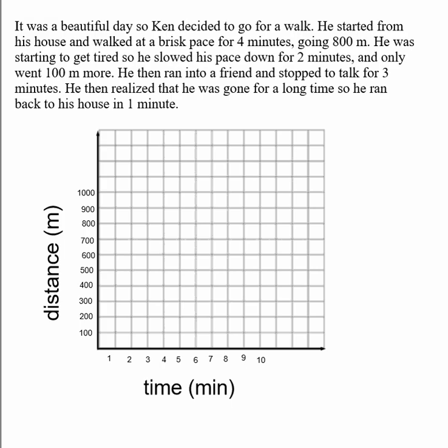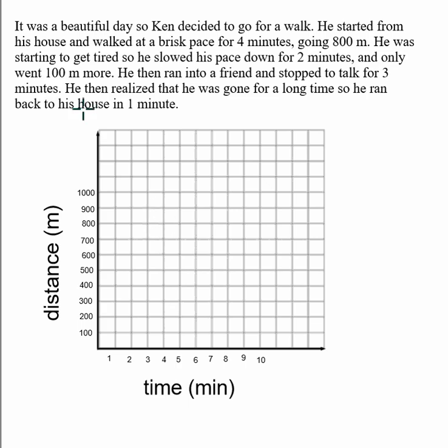So in this particular situation, beautiful day, Ken goes for a walk. He starts from his house and walks at a brisk pace for 4 minutes, going 800 meters. The first thing you have to do when making the graph is identify where his house is going to be. So I'm going to say that his house is going to be at the point 0, 0. Okay, so he's walking for 4 minutes at a brisk pace and he goes a total of 800, which means he's going to go right to this spot right here.